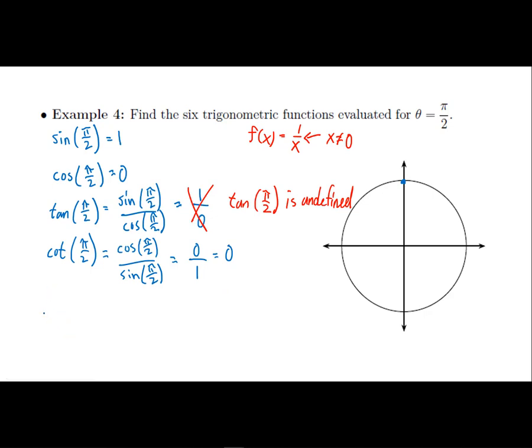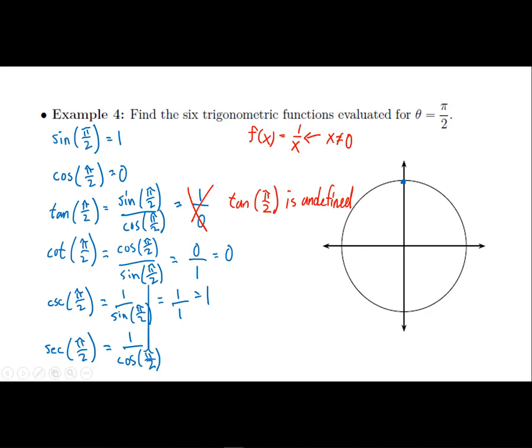All right, so let's look at our other two here. The cosecant of pi over 2. Right? What is that? That's 1 divided by the sine of pi over 2. But the sine is 1, so I get 1 over 1, which equals 1. Okay, so the cosecant of pi over 2 is 1. And then finally, the secant of pi over 2. Right? We know the secant is 1 over the cosine of pi over 2. Oops, big vertical lines back.